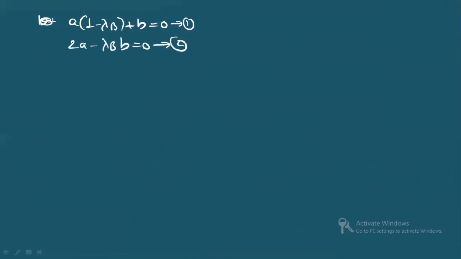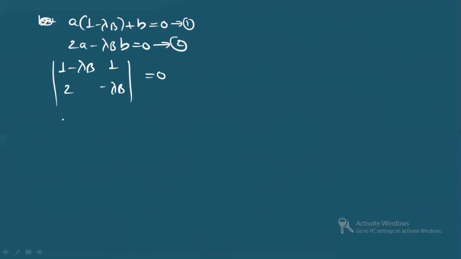I can write it as a(1 minus λb) plus b equals 0. So this is equation 1. Next was 2a minus λb equals 0, equation 2. So you will write this in the matrix form. So you can write it as [1 minus λb, 1; 2, minus λb], okay, it is equals to 0.